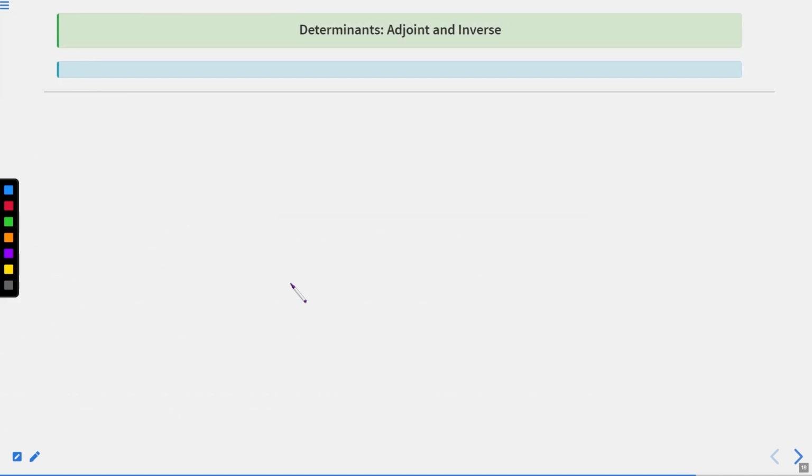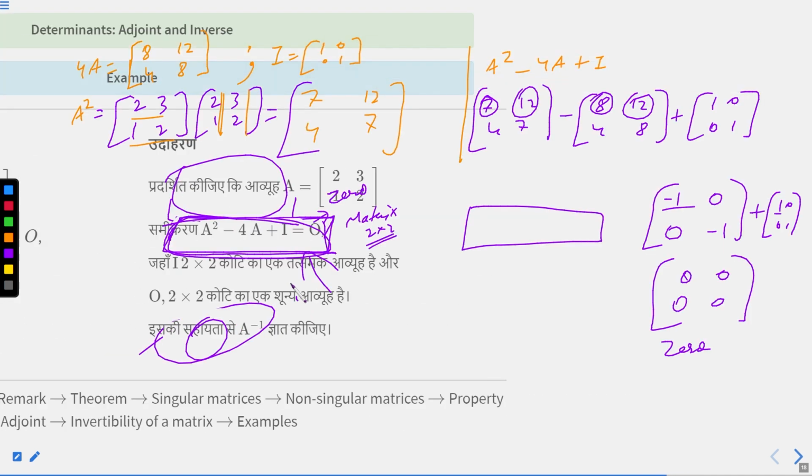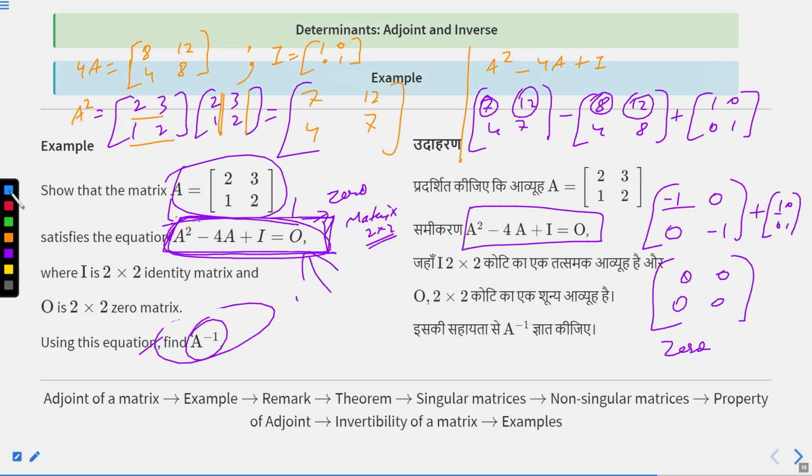Let us move on. I think here we have to stop, as this concept has just ended over here. We will be back with the NCERT problems based on the adjoint and inverse of a matrix, using the adjoint concept.